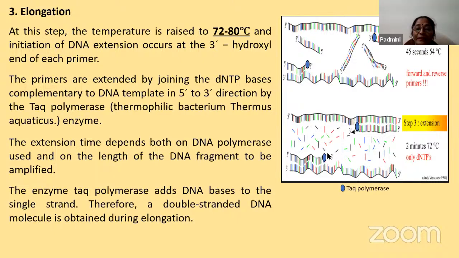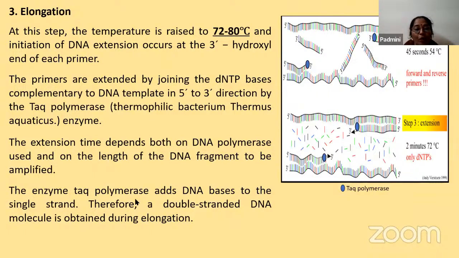And how is this done? This is done with the help of the DNA polymerase. That is the Taq polymerase, the blue one, and this Taq polymerase is the one that is going to add the nucleotide base pairs and elongate the strand. The extension time depends on both the DNA polymerase used and the length of the DNA fragment to be amplified. If the length is very small, the cycle is very fast, that is, the elongation period is very fast. And if the DNA fragment is long, the time it has to elongate will also take longer. So it all depends on the size and the amount of DNA polymerase that is present.